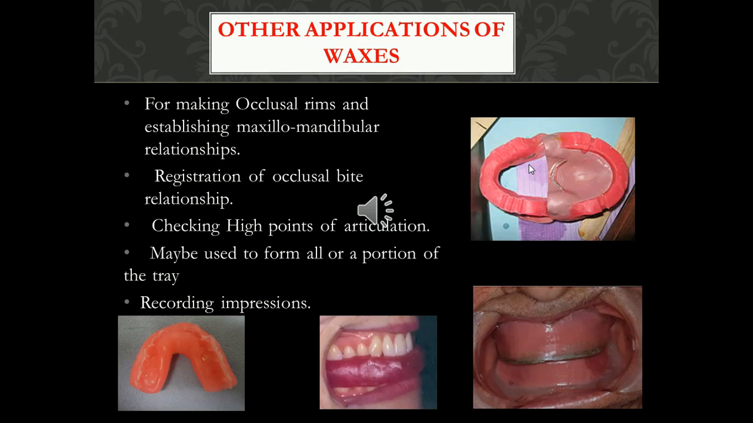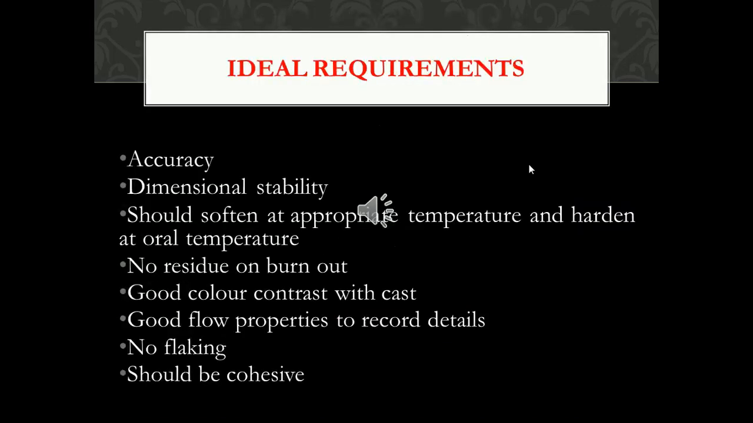So basically we make occlusal rims or bite blocks, and onto that we articulate the artificial teeth, as you can see from the pictures, and that is done to basically establish the maxillomandibular relationship, which is the relationship between the upper and the lower jaw. Registration of occlusal bite relationship, checking the high points of articulation, and may be used to form part or portion of a tray, and also used to record impressions. So these are the various other uses of waxes apart from making wax patterns.